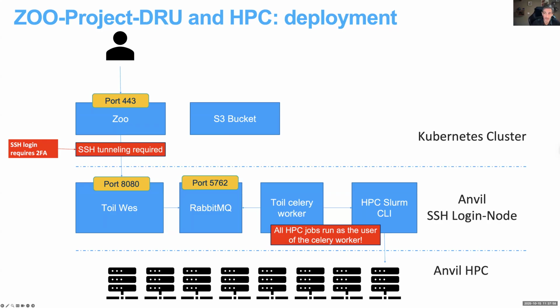The current limitation in our implementation is that Toil WES RabbitMQ and Toil Celery Worker are both working on the Anvil SSH login node, meaning that the administrator setting up this infrastructure needs to pick a single login node. So you identify one of the login nodes you are logging into, and then you should deploy all these services on the same login node for enabling them to communicate between each other. So the ZOO project is connected using SSH tunneling to Toil WES to access port 8080, because on HPC you are not allowed to expose any service outside of the HPC. So this is why we are relying on this SSH tunneling.